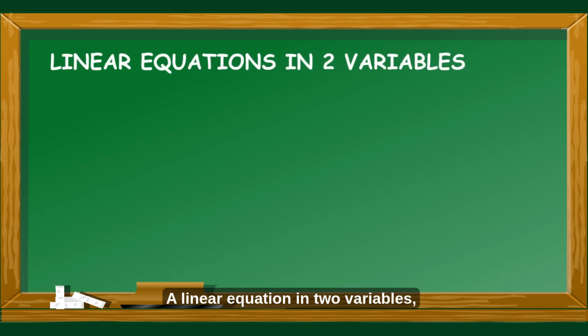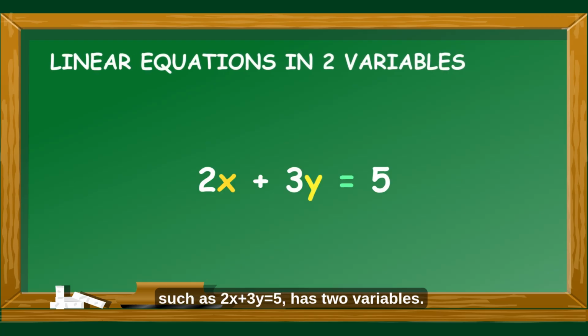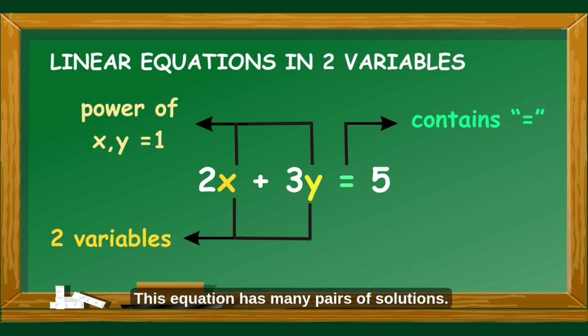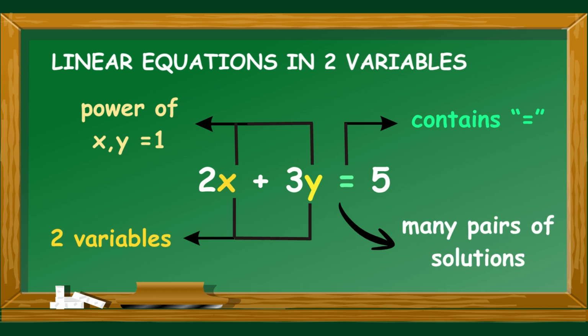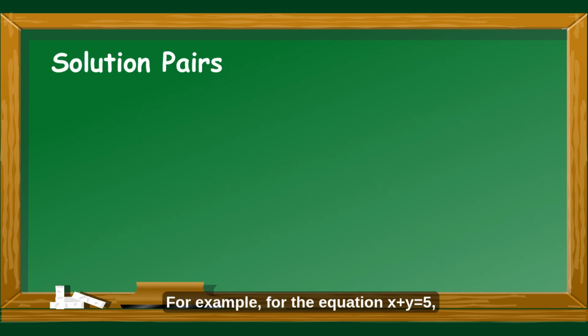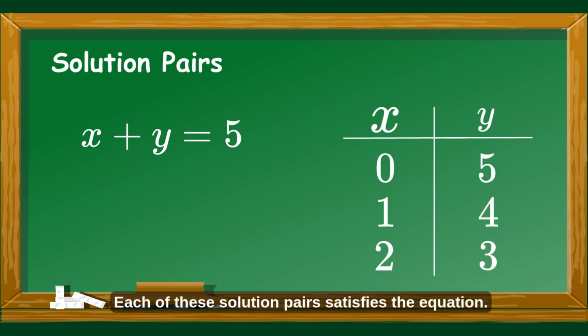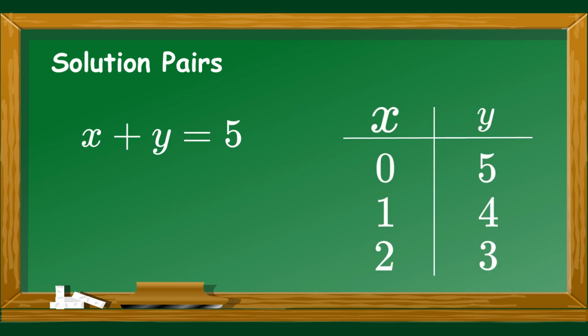A linear equation in two variables, such as 2x plus 3y equals 5, has two variables. The power of each variable must be 1, and the equation must contain an equal sign. This equation has many pairs of solutions. For example, for the equation x plus y equals 5, some solution pairs are shown above. Each of these solution pairs satisfies the equation.